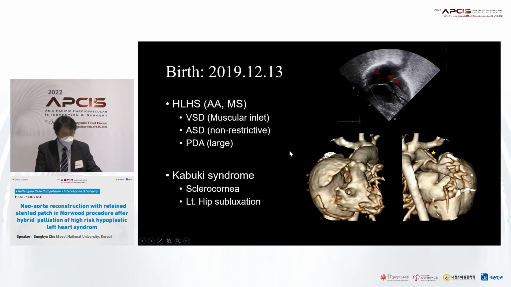There was a newborn baby with hypoplastic left heart syndrome, which consists of aortic atresia and mitral stenosis. This patient was diagnosed with Kabuki syndrome. She had scleroconia and left hip subluxation. You can see small LV and main pulmonary artery to PDA, very small ascending aorta, and pulmonary artery.